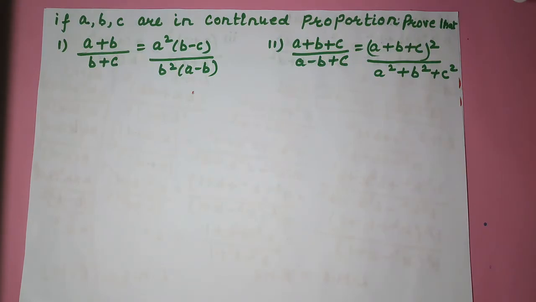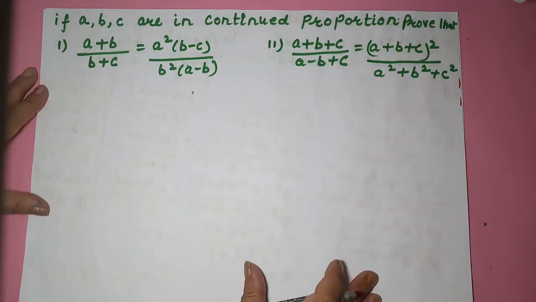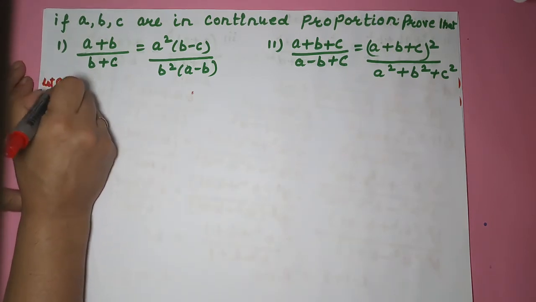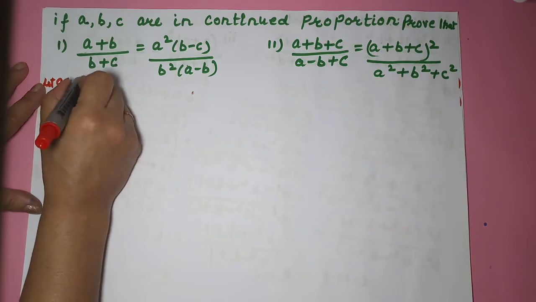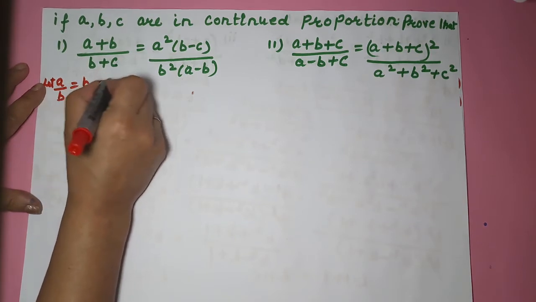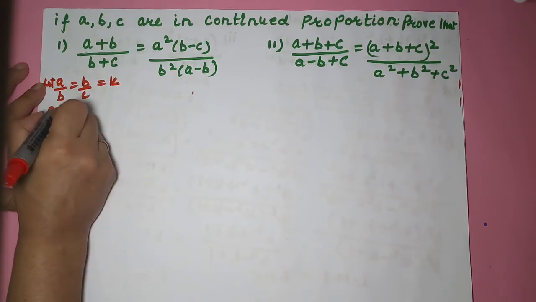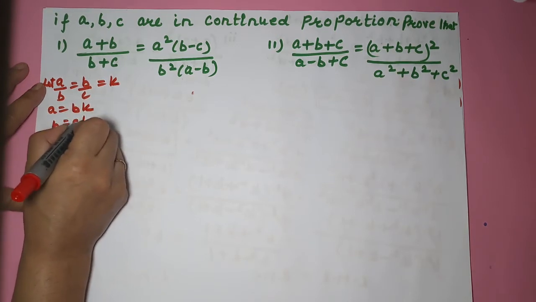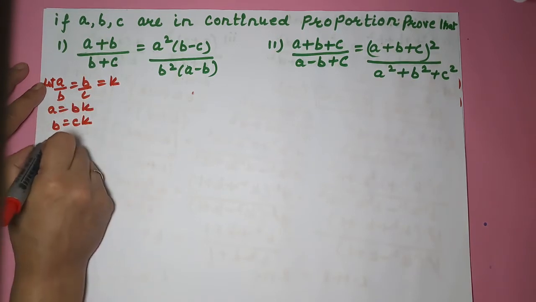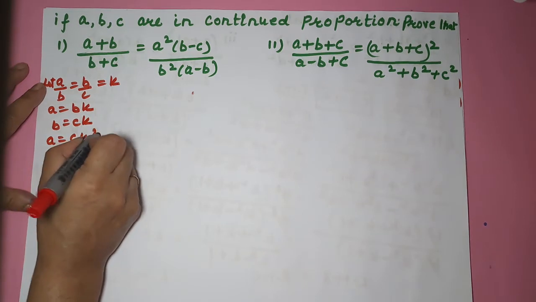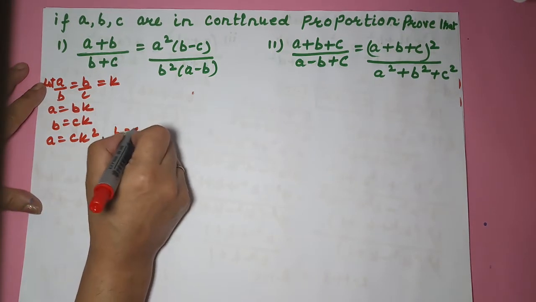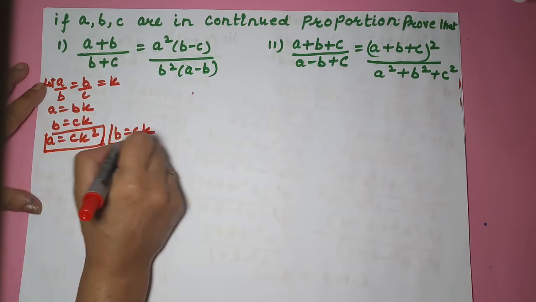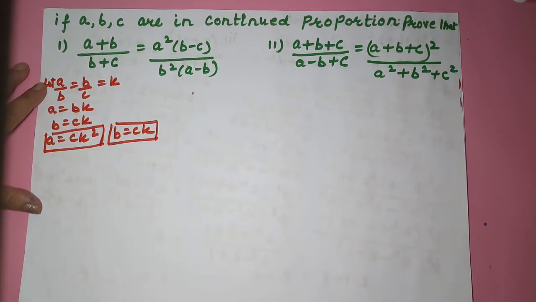Some more questions based on the continued proportion. Now we have a by b. Let a by b is equal to b by c is equal to k. So your a is equal to bk, your b is equal to ck. Finally your a is equal to ck square and your b is equal to ck. Now you are going to replace only a and b, and that too in terms of c.